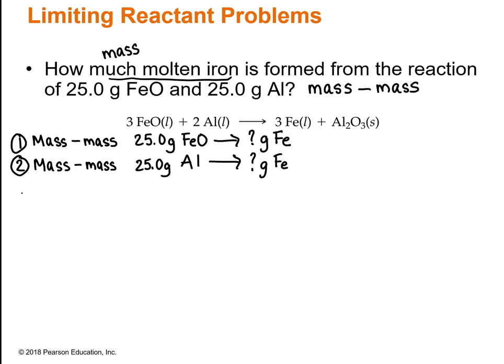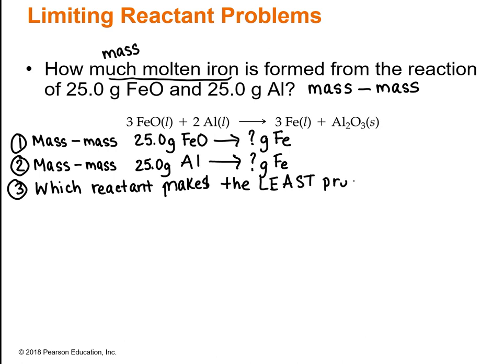The third part is you answer the question, which reactant makes the least product? That'll tell you how much molten iron is made.